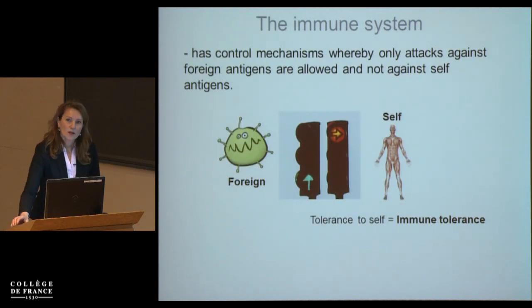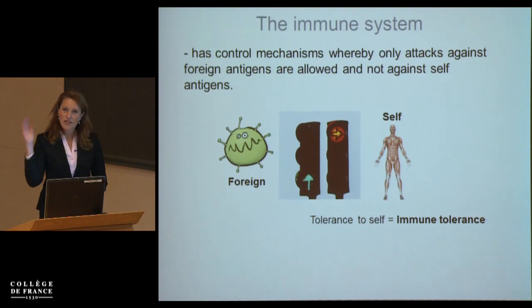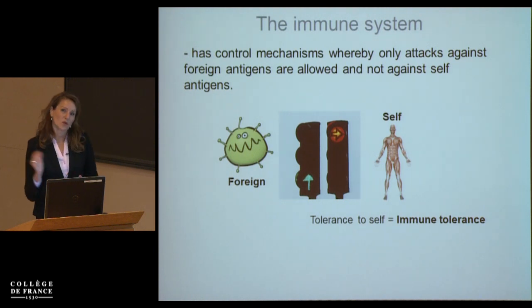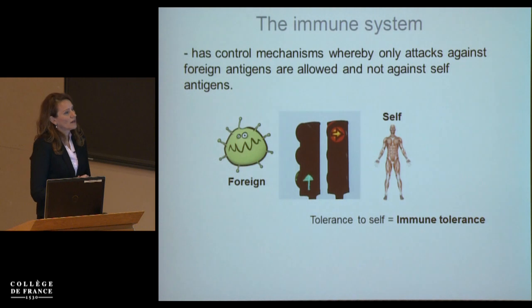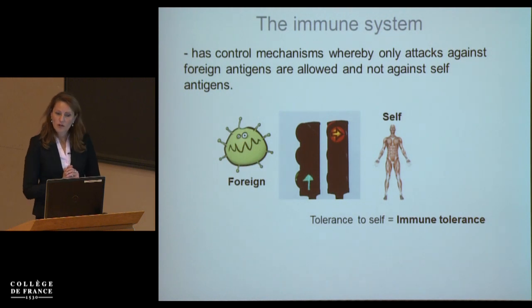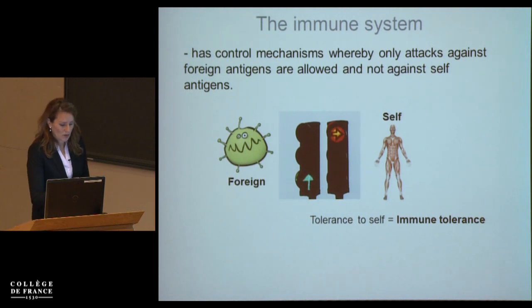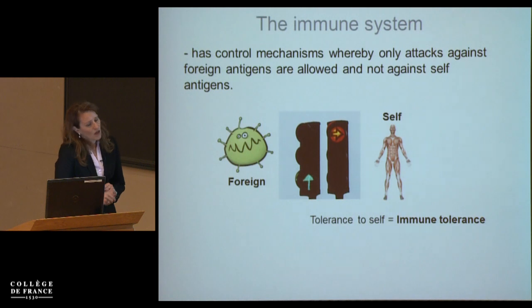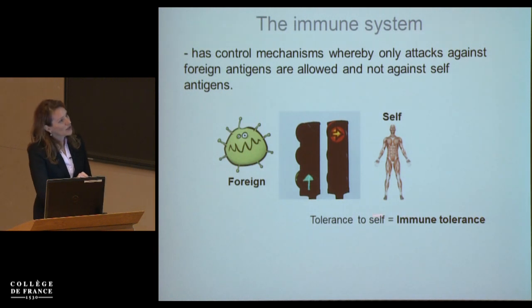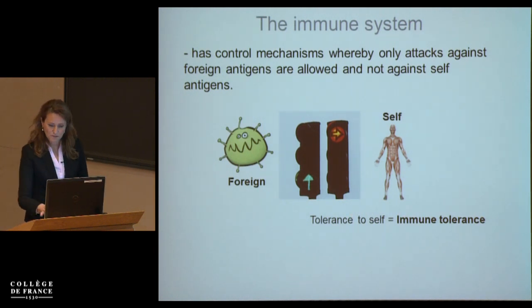So in an immune response, you have an activation. And in the activation, you also need a regulation. And you don't want to have a response to your own proteins. So our immune system has control mechanisms, which only allow attacks against foreign antigens and not against self-antigens. I mean, proteins that we have in our body. And we call this tolerance to self, immune tolerance.